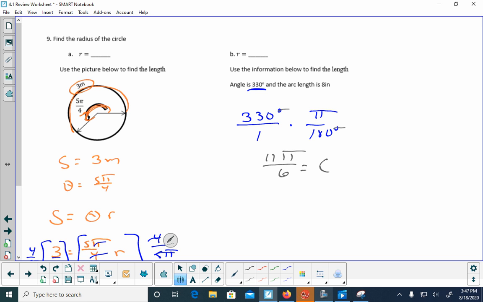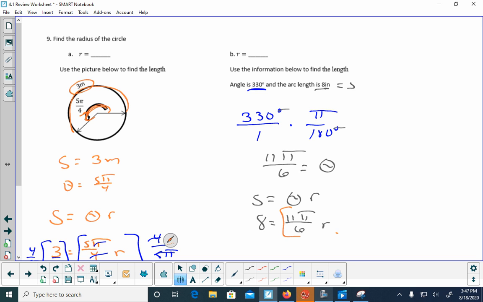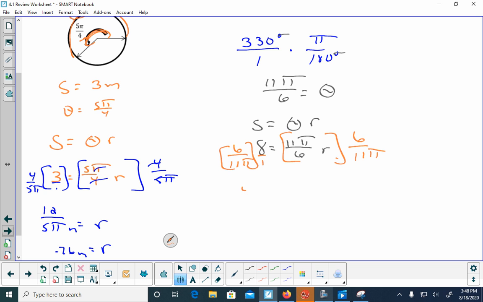So that's going to be my theta, and it gives me my arc length, which is S equal to 8. So S is equal to theta times R. So 8 is equal to 11 pi over 6 times R. Multiplying by the reciprocal, I'm going to multiply both sides by 6 over 11 pi. Multiply this by 6 over 11 pi. That 8 is understood to be over 1. When I multiply, nothing simplifies, so 48 over 11 pi is equal to R.